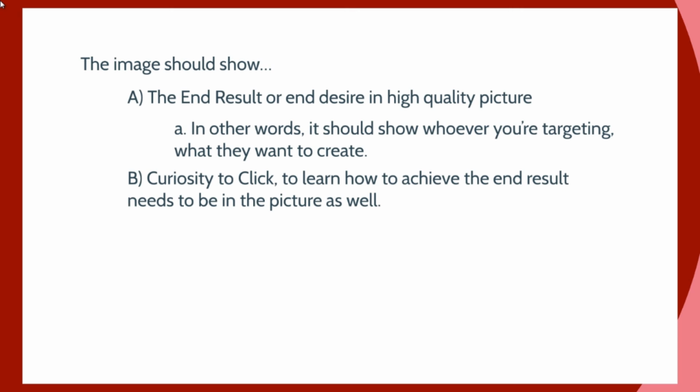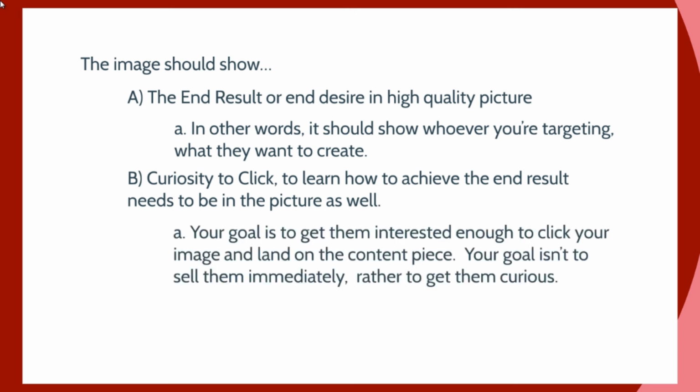So in other words, that needs to be in the picture. So going back to the chicken parmesan example, it looks tasty. So the fact that it looks tasty, people want to know, how did you create it? So your goal is to get them interested enough to click your image and land on the content piece. Your goal isn't to sell them immediately, rather just to get them curious and interested.